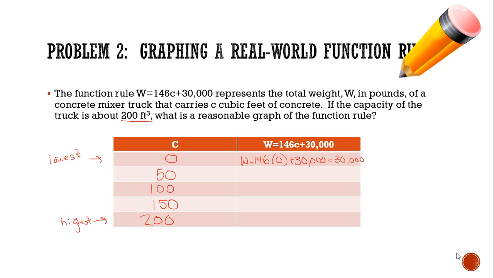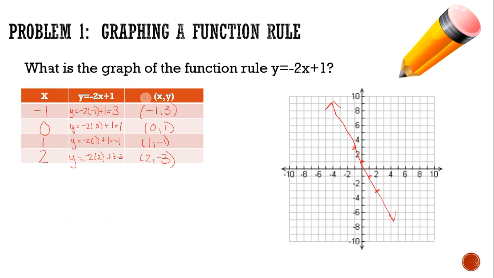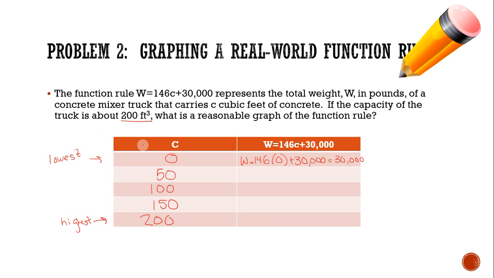Then I want to go to 50. So I'm going to go W equals 146 times 50 plus 30,000. So now if I did that math, 146 times 50 is 7,300. Then I'm going to add that to 30,000. So I'm going to get 37,300 for an answer.